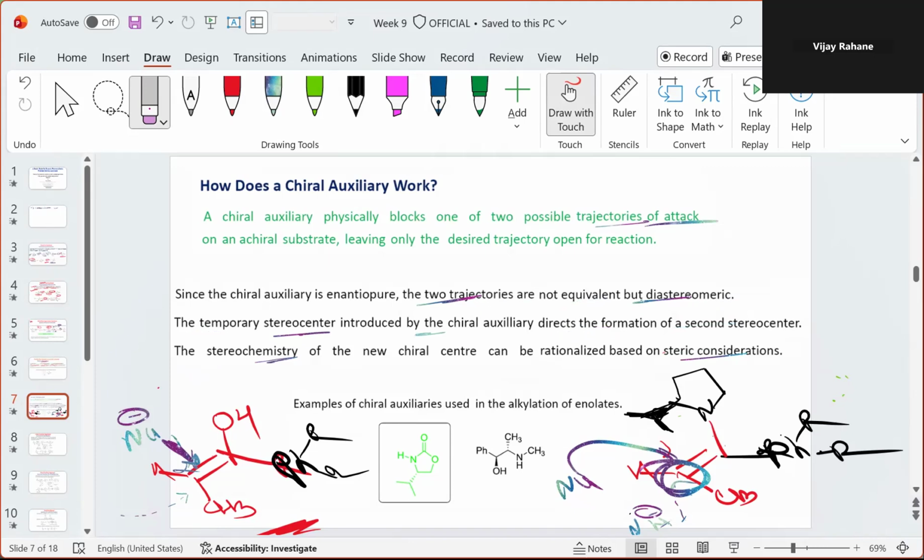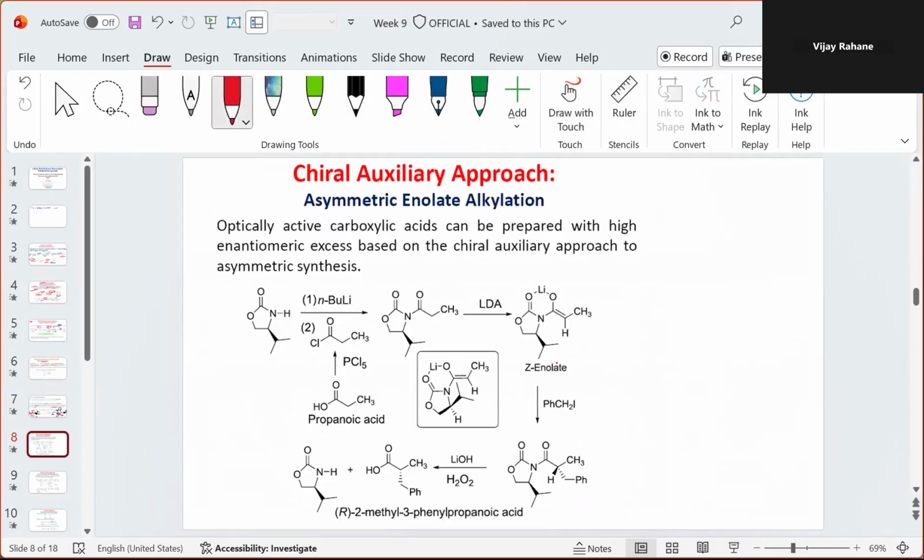Sometimes if we use a much bulkier group, the orientation of the chiral auxiliary takes place in such a way that the attack on the side of this chiral auxiliary is literally impossible. Then in that case, what do we get? We get a selective attack on the opposite side of this chiral auxiliary. So this is how we can enhance the selectivity by selecting a suitable chiral auxiliary. That's what is mentioned here. We can rationalize this by the steric consideration in the chiral auxiliary.